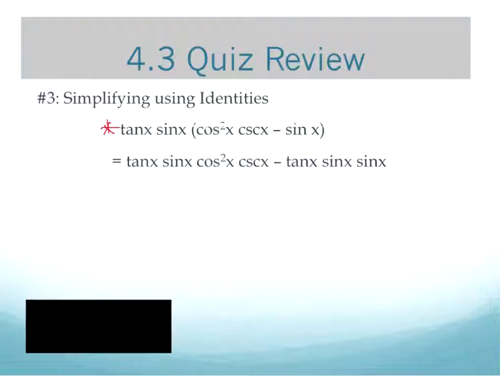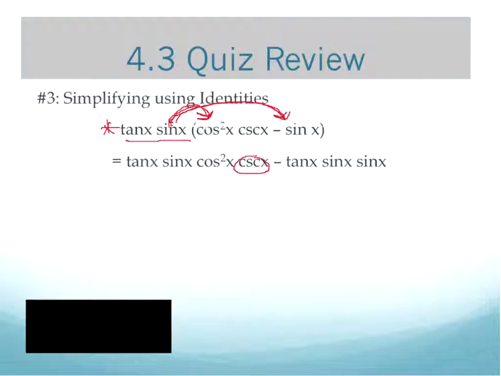So the first thing I'm going to do is multiply this through so I can get rid of my parentheses. So I'm doing tan x sine x times cosine squared x cosecant x, and then tan x sine x times a negative sine x. So it looks kind of messy, but it's not really hard. You just need to keep track of your stuff really well.